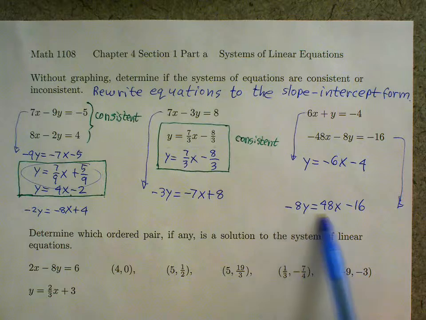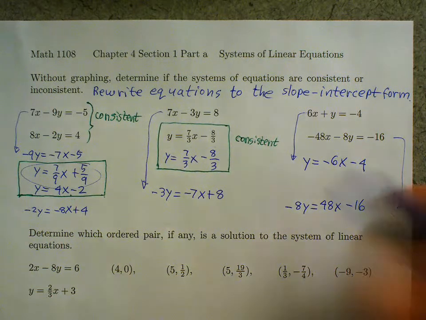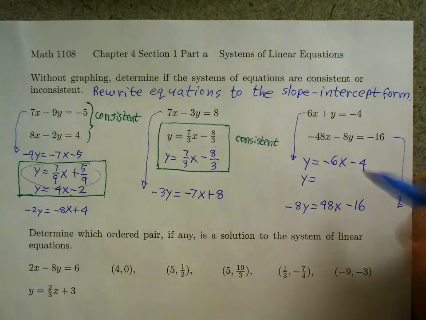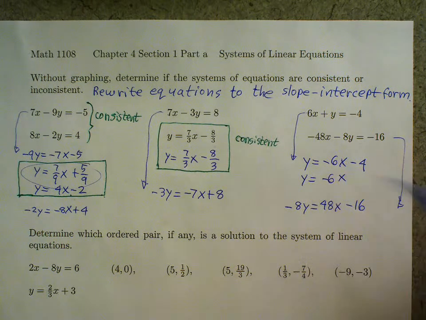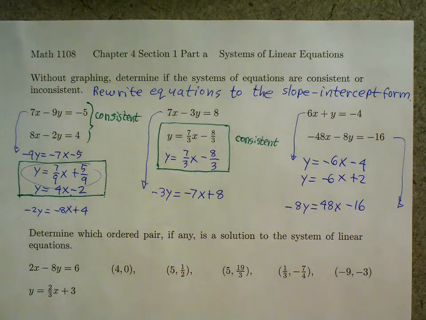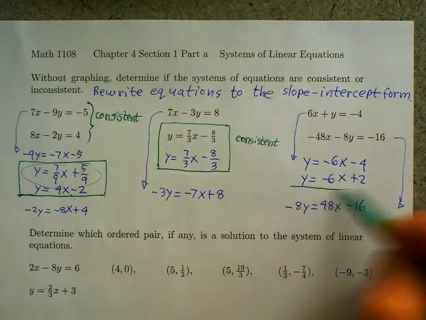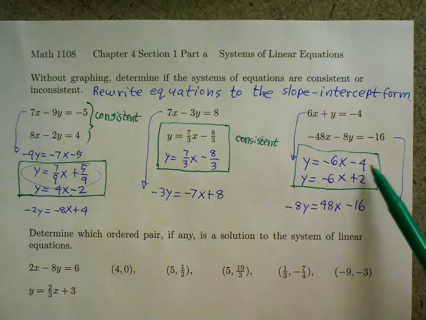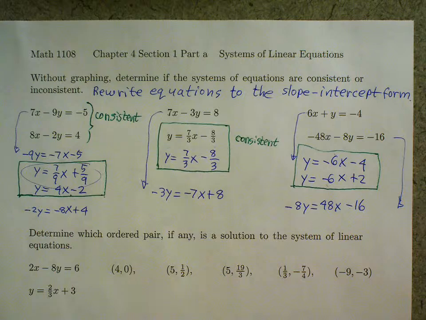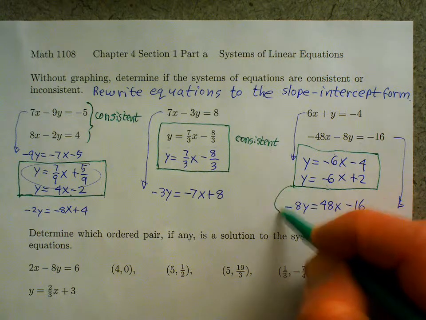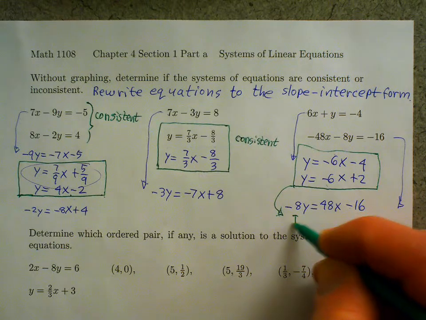Divide every term on both sides by negative 8. We get y equals negative 6x. And negative 16 divided by negative 8 is positive 2. So these two lines have the same slope of negative 6, but they have different y-intercepts. So the two lines never intersect. That means there are no solutions. So this is inconsistent.